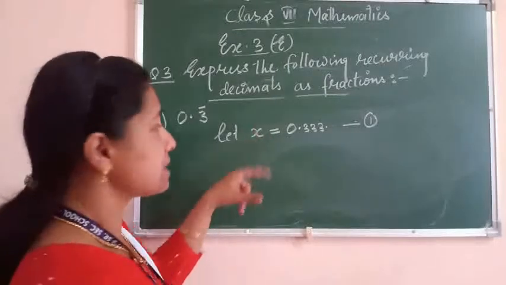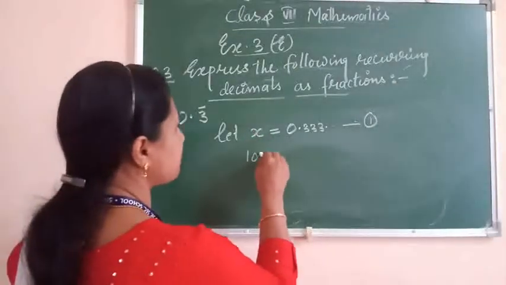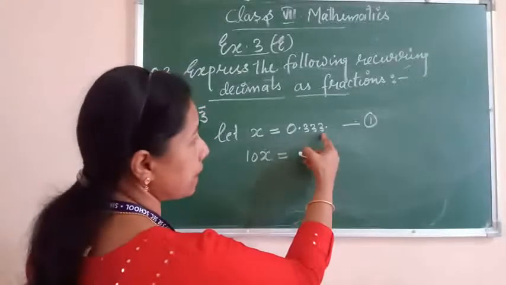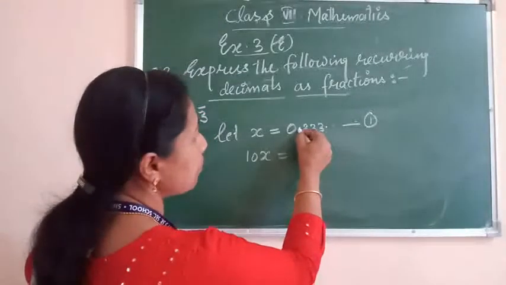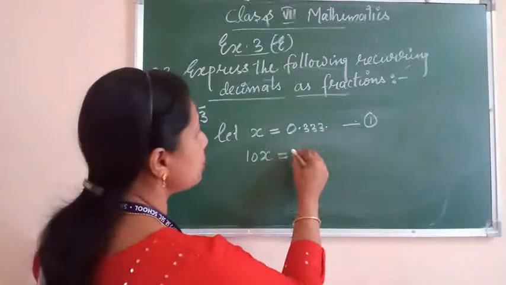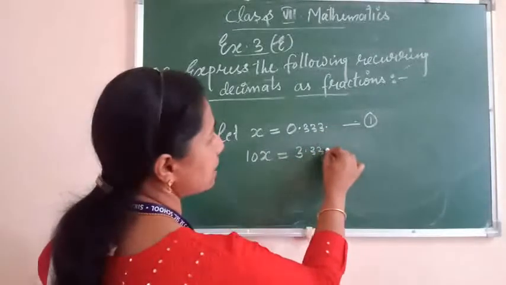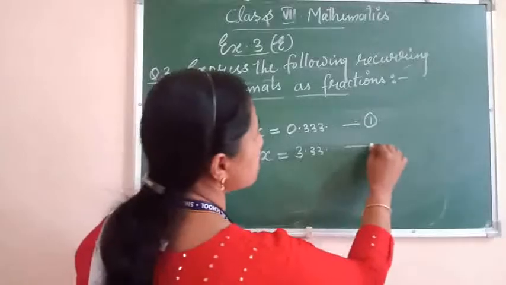10 multiplied by x becomes 10x is equal to 0.33 multiplied by 10. You just shift this point to the right side by one digit. So this number will become 3.33, and this is equation number 2.